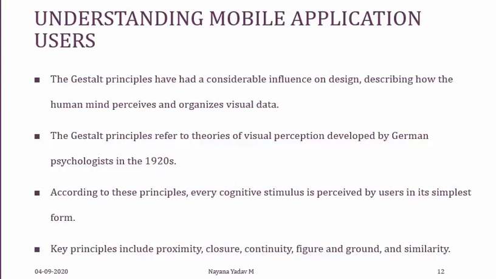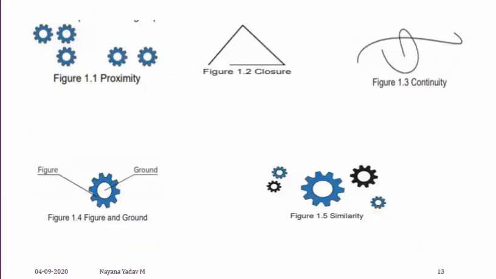Okay. So we'll go to the next topic, that is understanding mobile applications. Application users. So yesterday we had just done about proximity and closure. So we'll just continue with that. So we had seen proximity. So what is proximity? Whenever these objects are placed near or close by, then we treat that as a group.